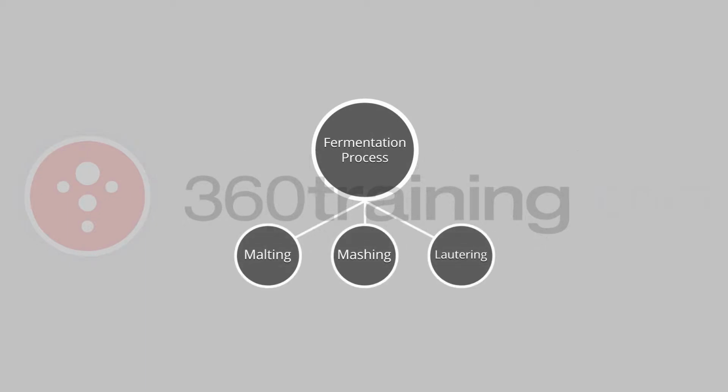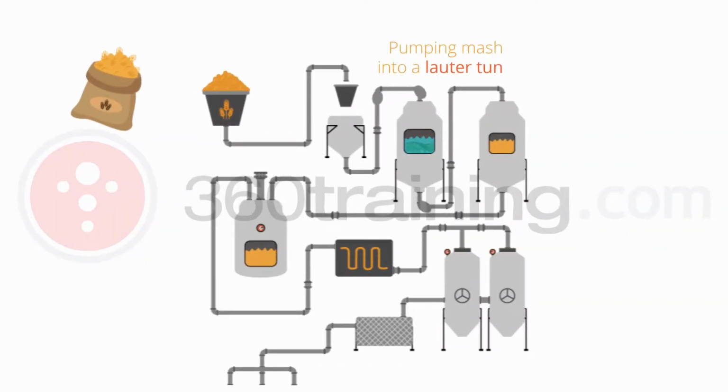Lautering. During the next step, the mash is pumped into a lauter tun, where the wort, sweet liquid of sugar and water resulting from the mashing process, is separated from the grain husks.